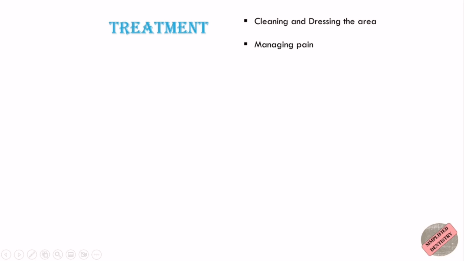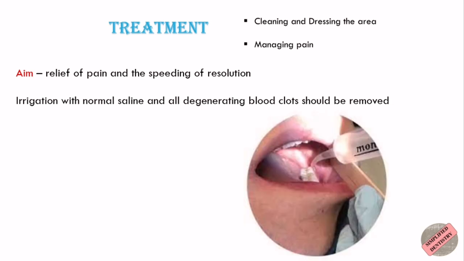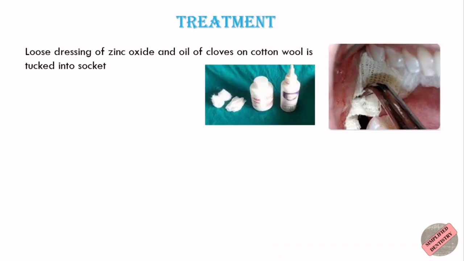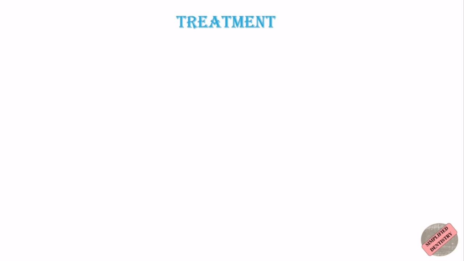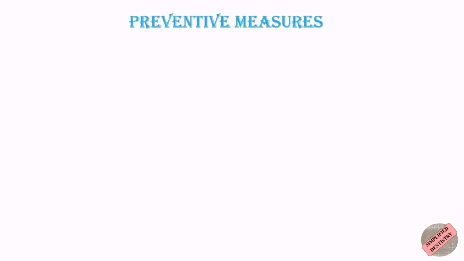Now let's have a look at the treatment of dry socket. So if a dry socket occurs, the aim of treatment should be relief of pain and the speedy recovery. The socket should be irrigated with normal saline and all degenerating blood clots should be removed. Sharp bony spurs should also be removed. And a loose dressing composed of zinc oxide and oil of cloves on cotton wool is tucked into the socket. Analgesic tablets and hot saline mouth bath are prescribed and arrangements are made to see the patient in 3 days' time.